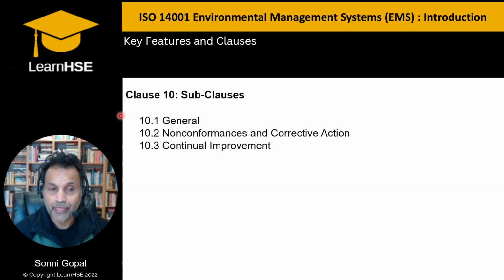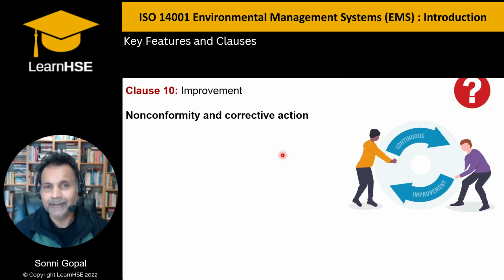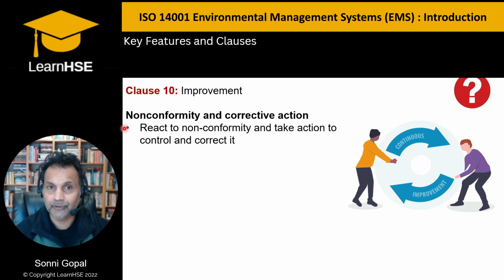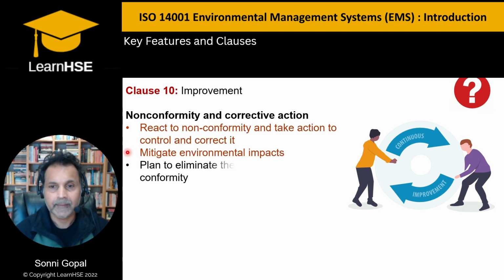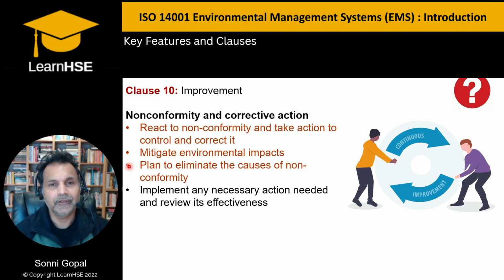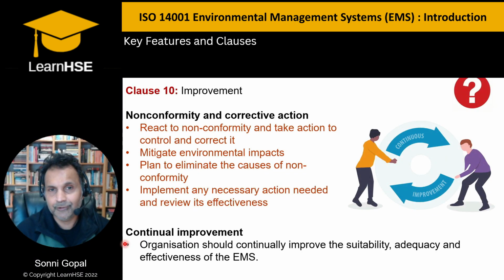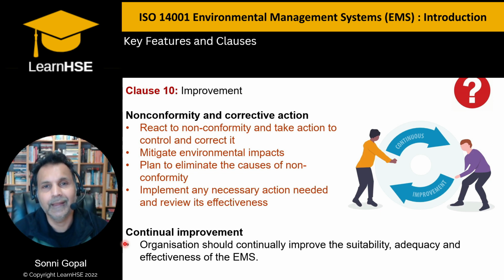Clause 10 has 3 subclauses, a general piece, looking at non-conformances and corrective action, and continual improvement. When it comes to non-conformity and corrective actions, the organization needs to react to non-conformances and take actions to control and to correct them. They need to look at mitigating environmental impacts. They need to plan to eliminate the causes of non-conformity and implement any necessary actions that are required to review effectiveness. On continual improvement, the organization should continually improve the suitability, adequacy, and effectiveness of the EMS.